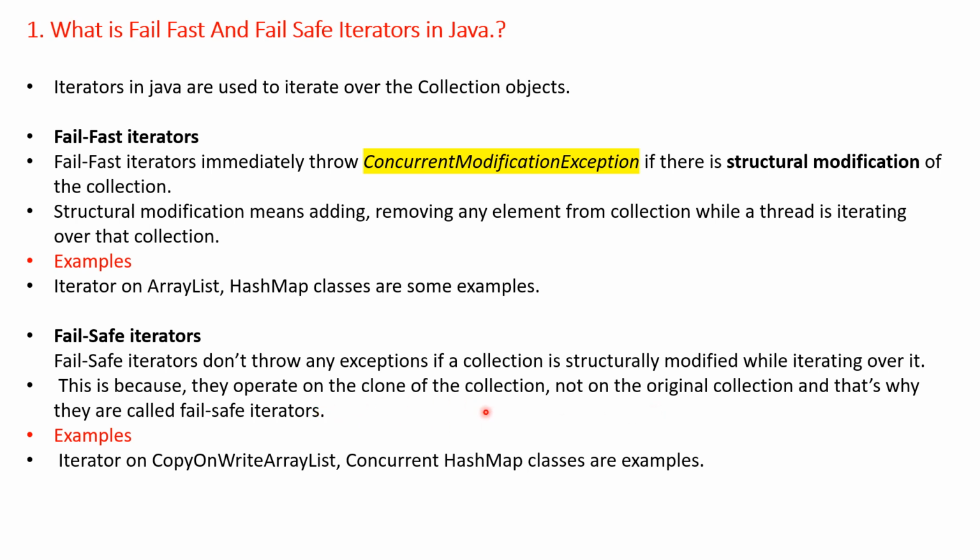Why is it not throwing? Because they operate on a clone of the collection, which means we are not going to change the original collection. That's why they are called fail-safe iterators. It is not going to change the original collection, so it will not throw the concurrent modification exception for us. Some examples are CopyOnWriteArrayList and ConcurrentHashMap classes. These are a few examples of fail-safe iterators.